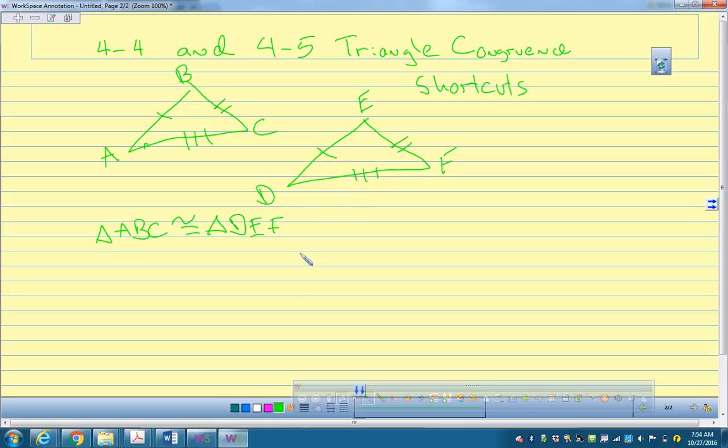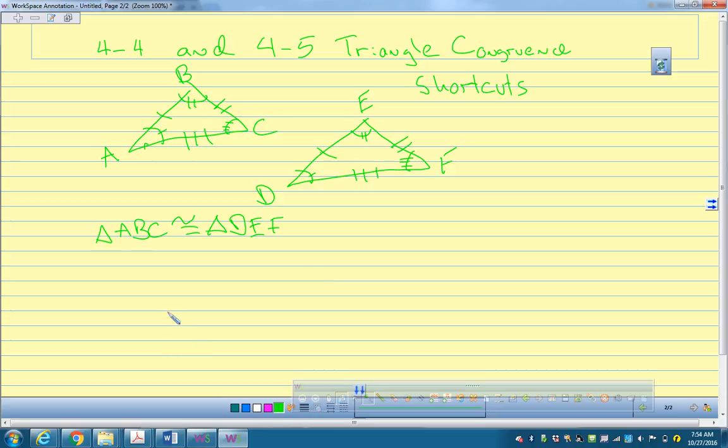And what else is congruent? The angles, right? So angle A would have to be congruent to angle D. Angle B would have to be congruent to angle E. And angle C would have to be congruent to angle F, right?